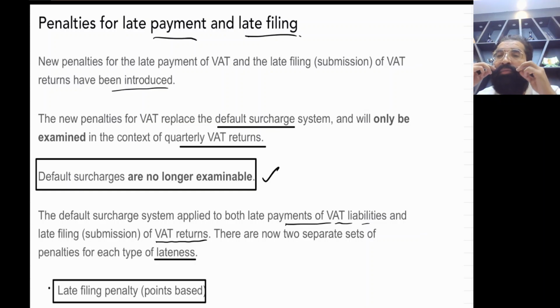Previously there was a default surcharge system, so now there is no more default surcharge system and it will only be examined in the context of quarterly VAT returns. So previously this penalty system was controlled by the default surcharge system, but now there is no more default surcharge system. These new things have been introduced, okay? So see this box, default surcharges are no longer examinable, okay? So it's over now.